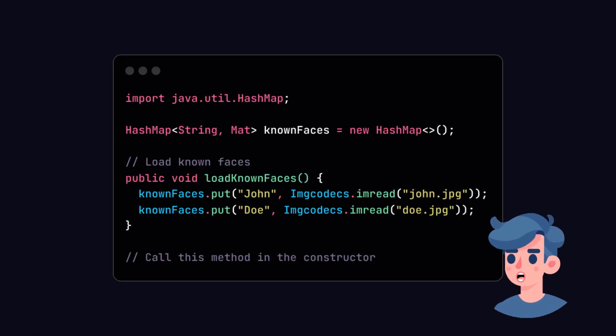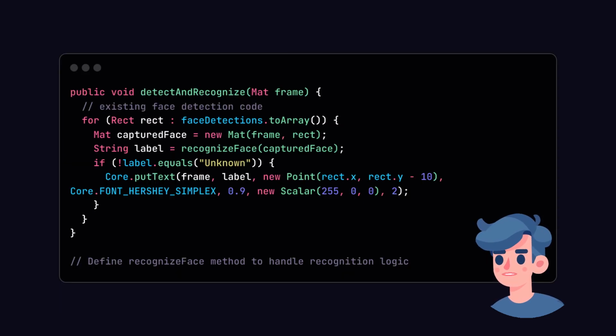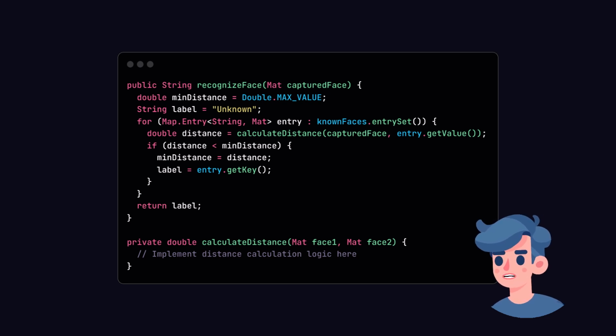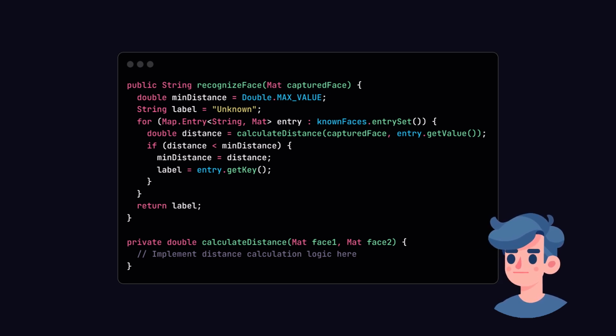Now, let's talk about how to recognize the detected faces. For this, we'll need to store the known faces and their labels. For each recognized face frame, we can check against our known faces database. In the detect and recognize method, we'll add functionality for recognizing faces. This involves calculating the distance between the captured face and known faces in our database and determining the closest match. To recognize the face, we can use methods such as Euclidean distance or cosine similarity. Let's implement a simple recognition method using Euclidean distance.